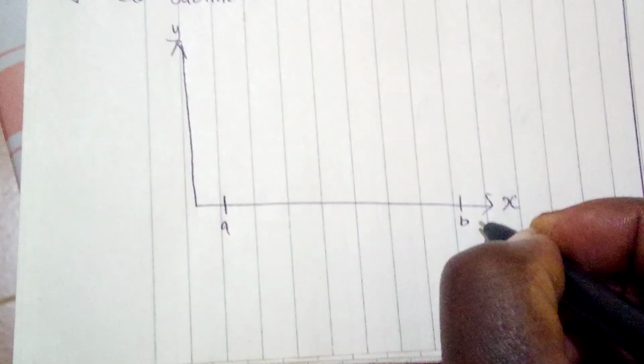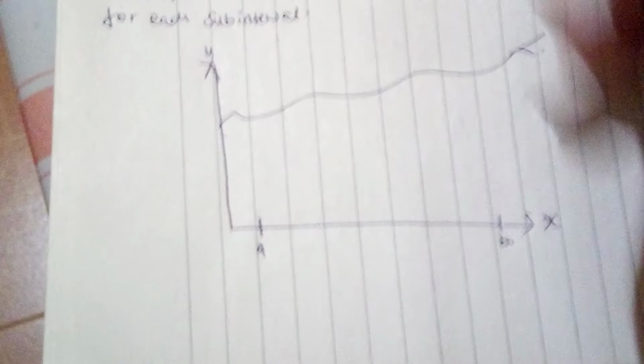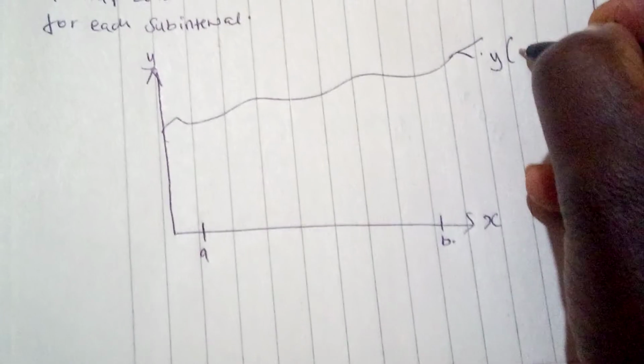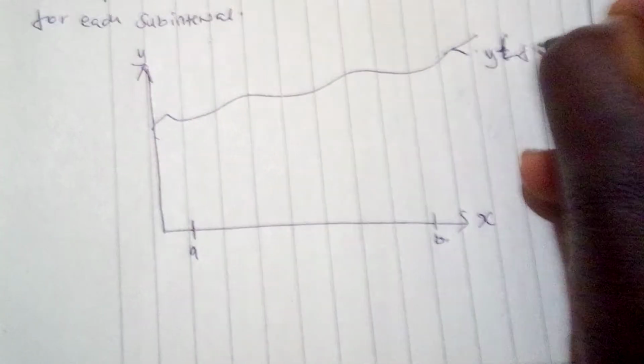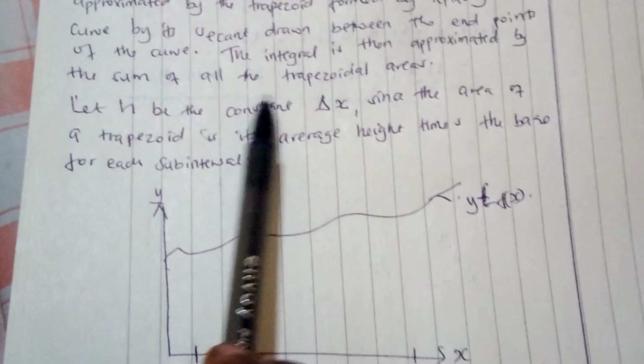Then let's say our boundaries start from here. This is a and this is b. So obviously we're going to have a line. Let's say this line is our y equals f(x). That is our equation there. So we have this here. Then we are being told that the integral is approximated by the sum of all the trapezoidal areas. Trapezoidal areas are formed like this.